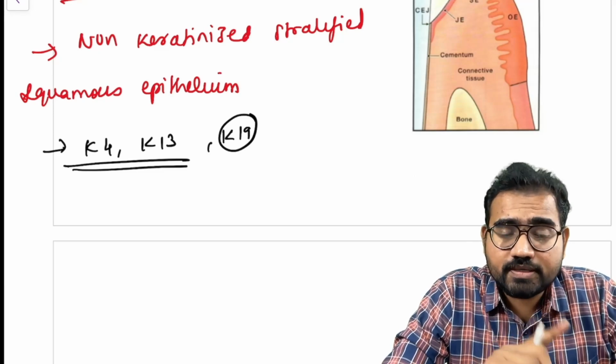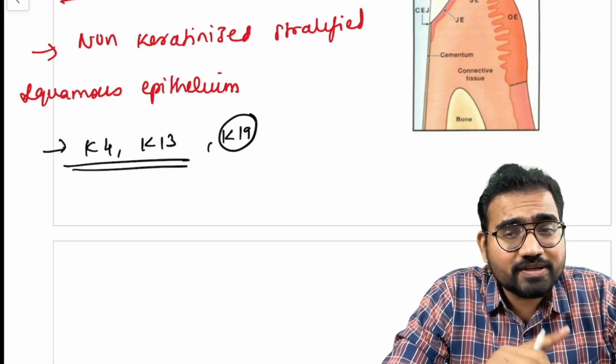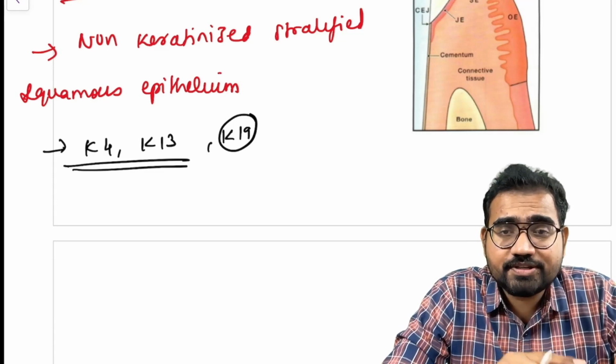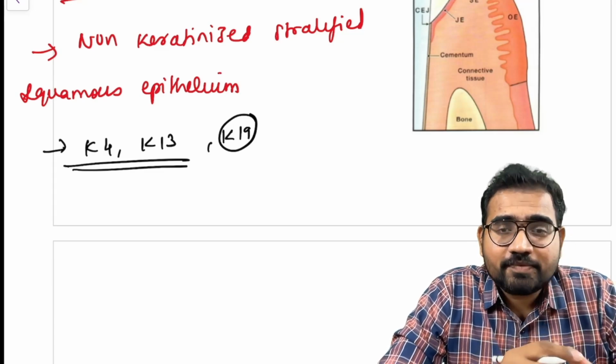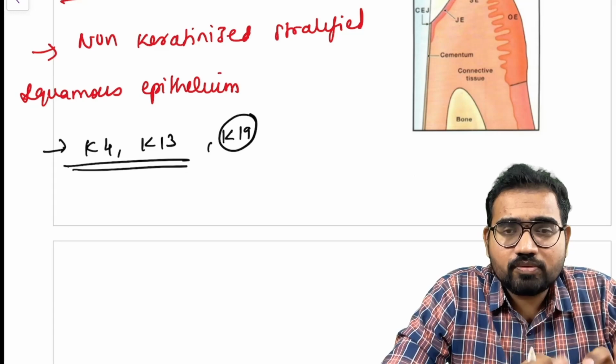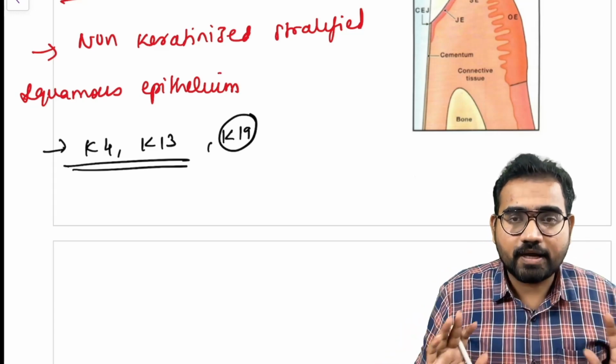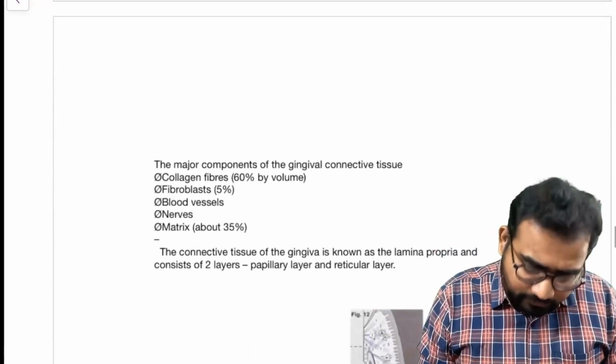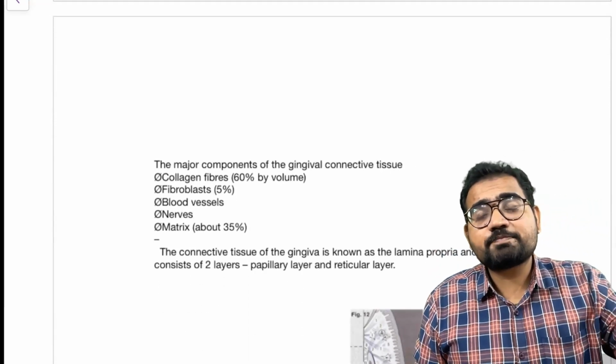By this time you should know what is cytokeratins, what is keratinocyte, what is keratinization, what is parakeratinization, what is a keratin layer, and so on. Okay, there should be no doubt about keratinization from now on. I hope you understand.